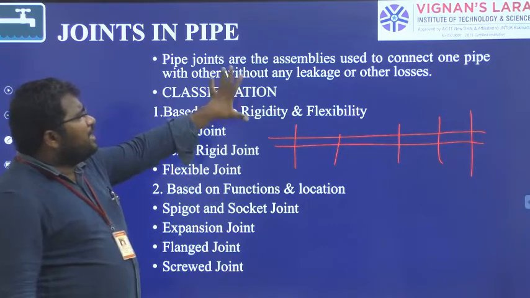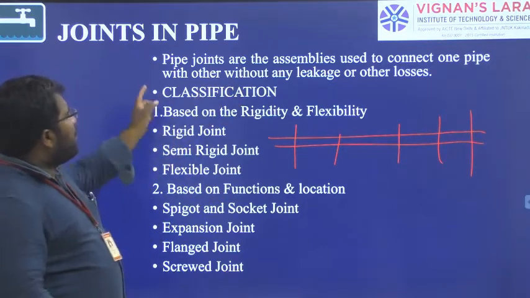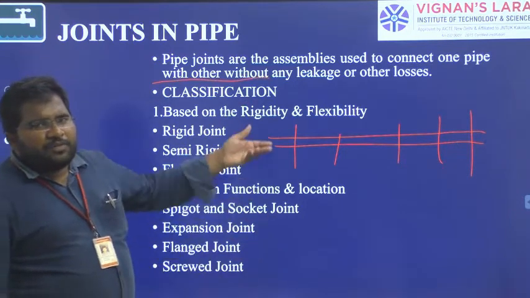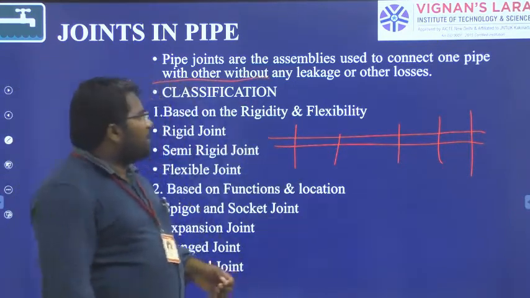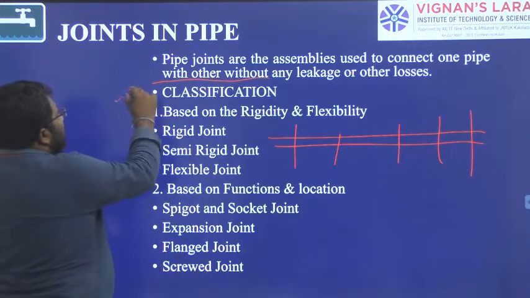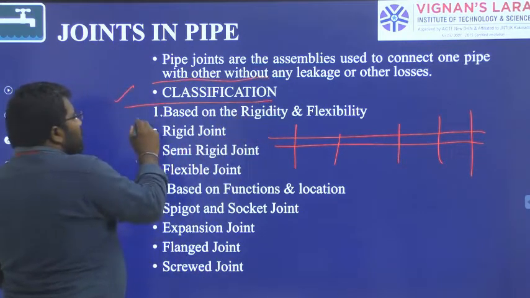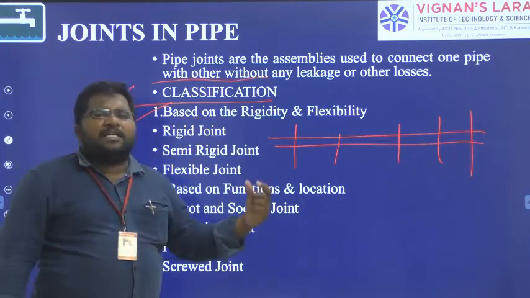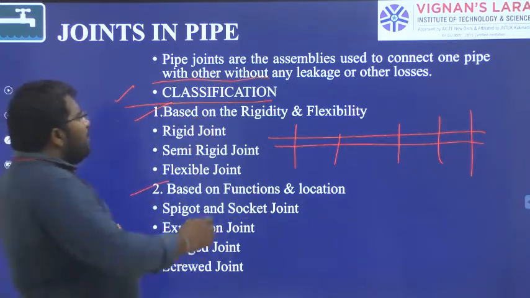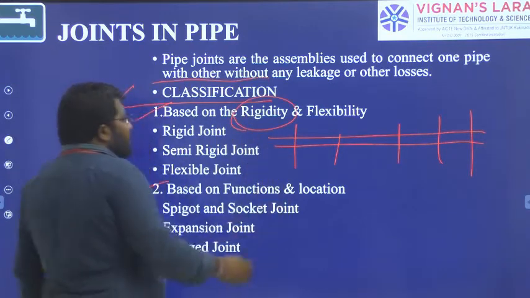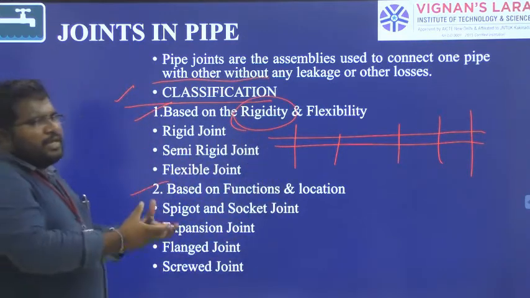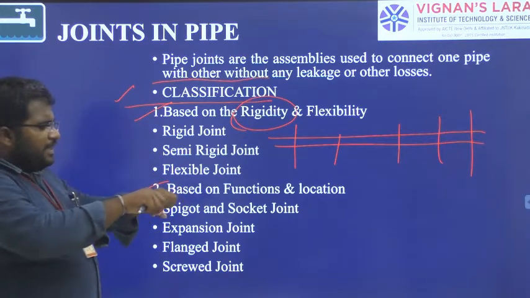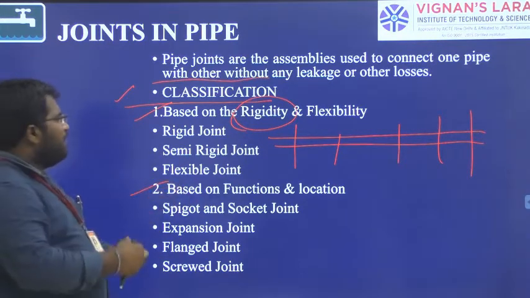Pipe joints are the assemblies used to connect one pipe with the other pipe without any leakage of water. Here the pipe joints are classified by two criteria. The first criterion is based on rigidity and flexibility. Rigidity means how strong it is. Flexible means how it is going to move. If expansion is there, it has to expand; if some bend is there, it has to bend.